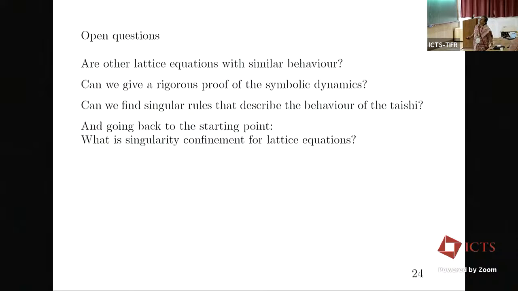Let me go to what are all the open questions or other lattice equations with similar behavior. We have to verify this. Can we give a rigorous proof of the symbolic dynamic of the Taishi? Can we find singular rules that describe the behavior of the Taishi? And going back to the starting point, what could be the singularity confinement for lattice equation? As I mentioned earlier in the beginning, this will give you some input before you define what is singularity confinement for lattice equation. Okay, we may expect the answer in the future.